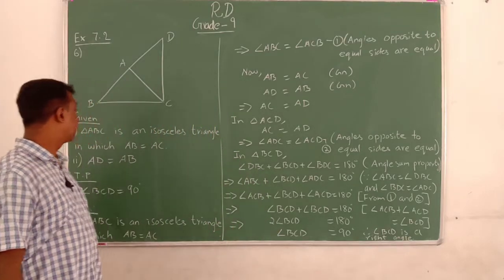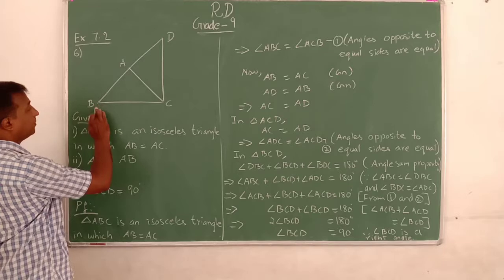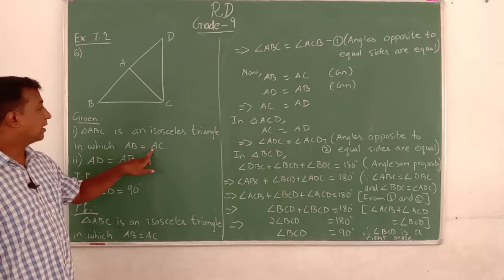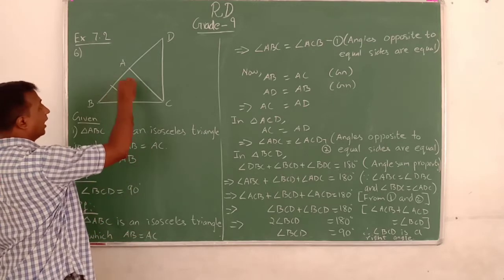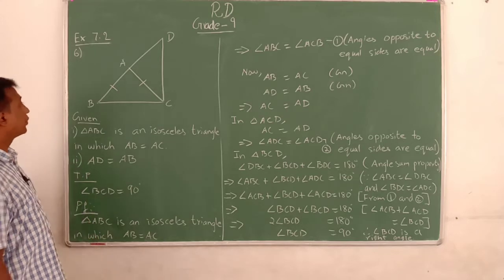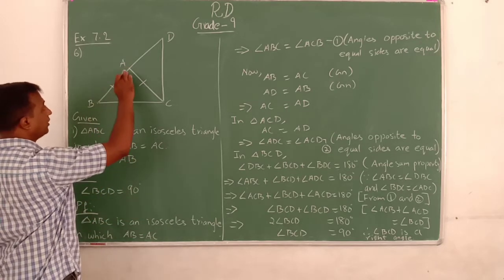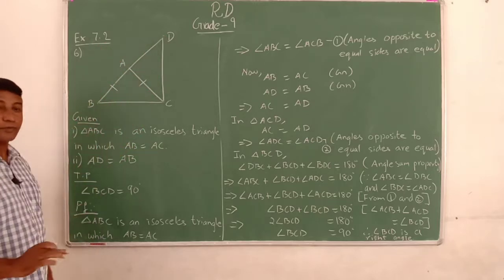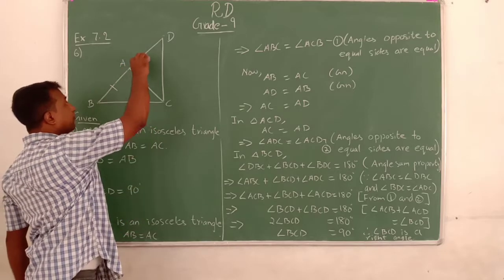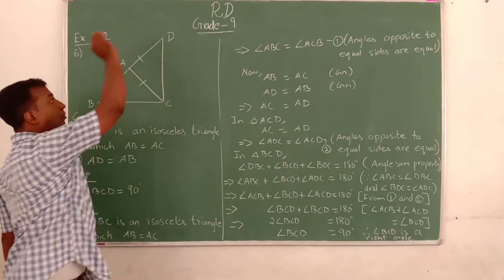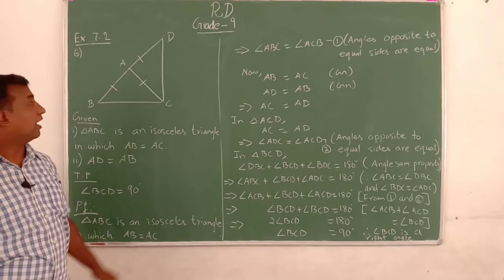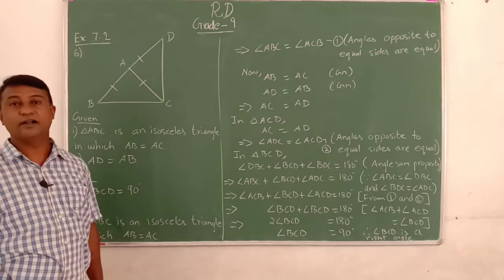Right. So here they gave that triangle ABC is an isosceles triangle, where AB equal to AC. AB and AC, these two sides are equal. And when we produce AB, from point A they have produced it to the point D, where AB and AD are equal, and they have joined that and framed a triangle.